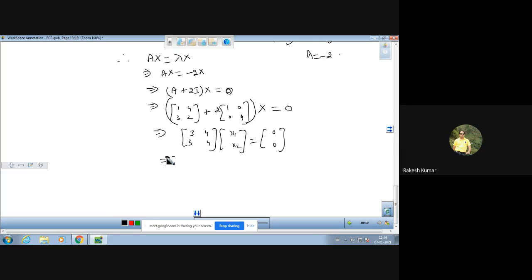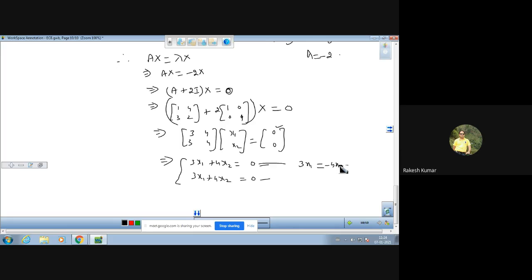Now you can multiply these two matrices. This is 3x1 plus 4x2 is equal to 0. Similarly, from the second equation, 3x1 plus 4x2 is equal to 0. Both are the same equation. What do we need? We have two unknowns, x1 and x2. To find the values of x1 and x2, we must have two equations. But here there is only one equation. So now we will work with this one.